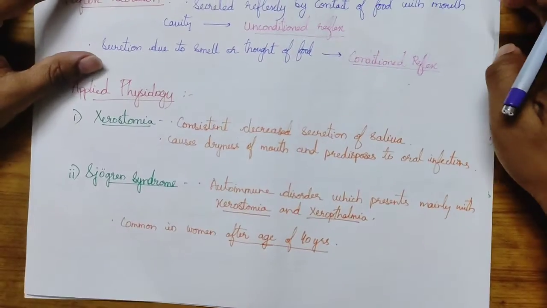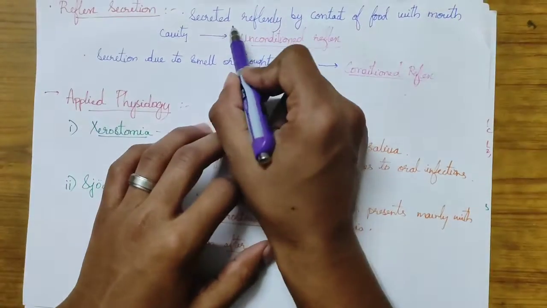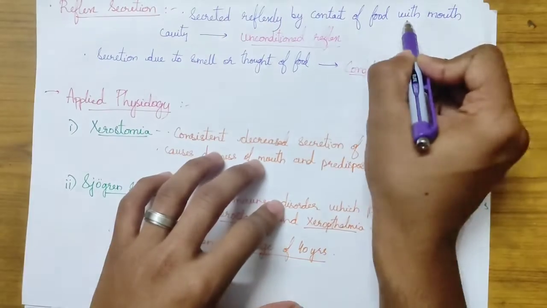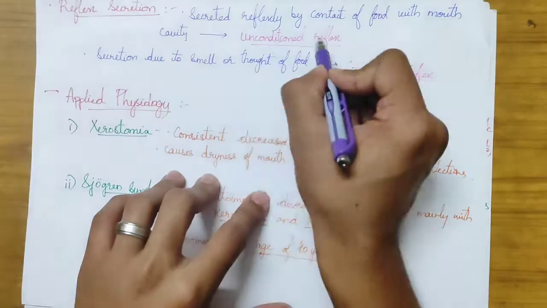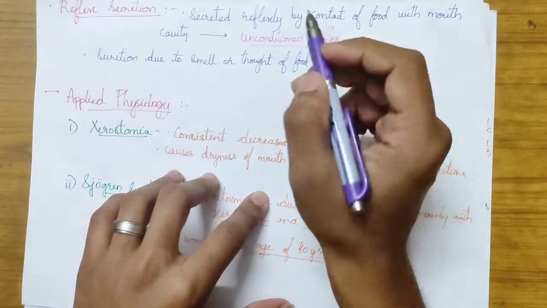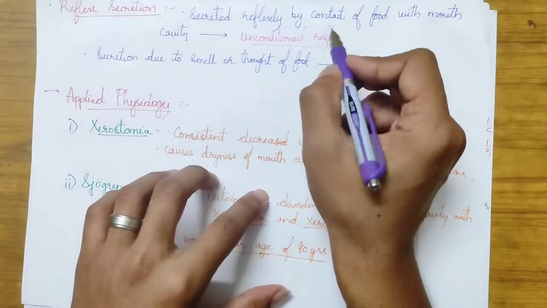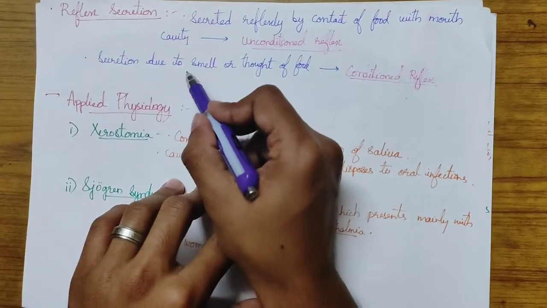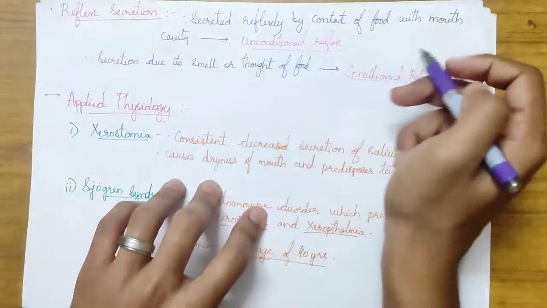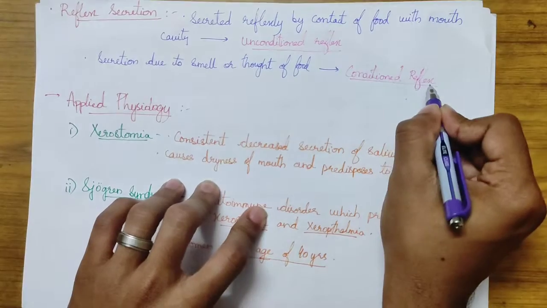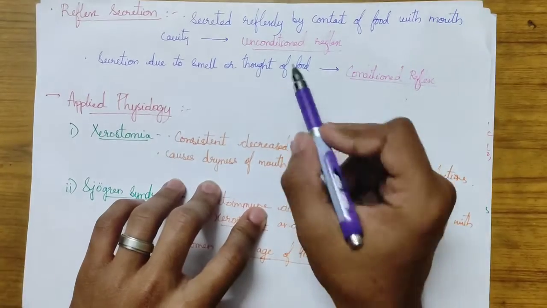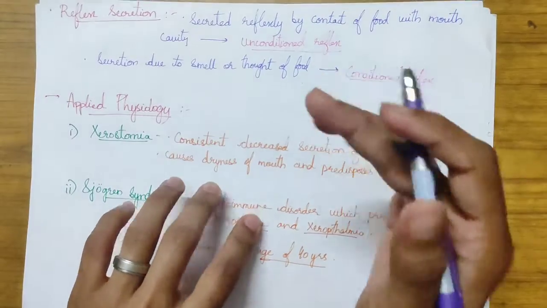There is also a reflex secretion, in which the saliva is secreted reflexively by contact of the food with the mouth cavity. This is the unconditioned reflex, and this is present from birth in humans. The next one is the secretion due to smell or thought of the food. This is the conditioned reflex, and humans learn this by growing.